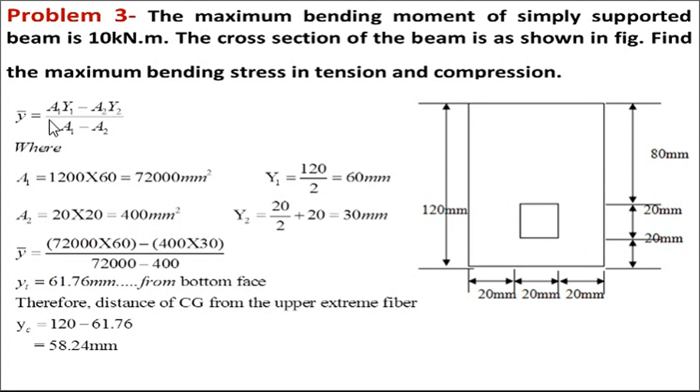Hence, we need to calculate y bar using the equation (A1 y1 minus A2 y2) upon (A1 minus A2). Why the minus sign here? Because this portion is cut or deducted from the big rectangle. Figure number 1 will be the big rectangle of size 120 by 60, and figure number 2 will be 20 by 20 square. Okay, same thing I have written here.